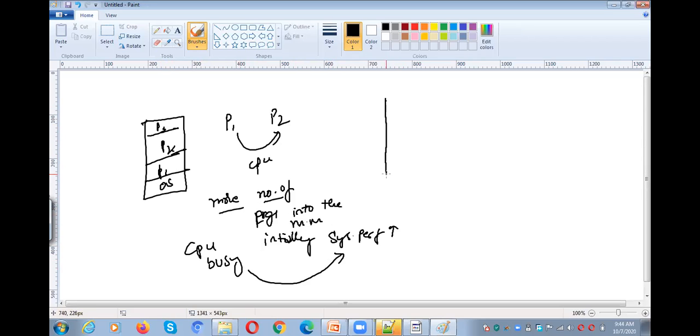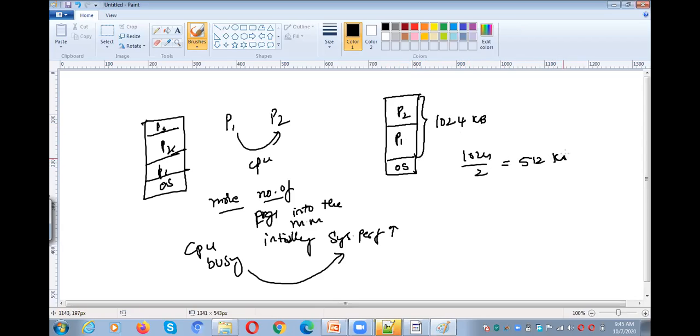So what happens if you increase the number of processes in the main memory? Initially, for example, this entire user area is 1024 KB, and you kept only two processes in the main memory. How much will each process get? If it is an equal partition, 1024 by 2, because we have only two processes, so 512 KB to each process. P1 will get 512 KB and P2 will get 512 KB.